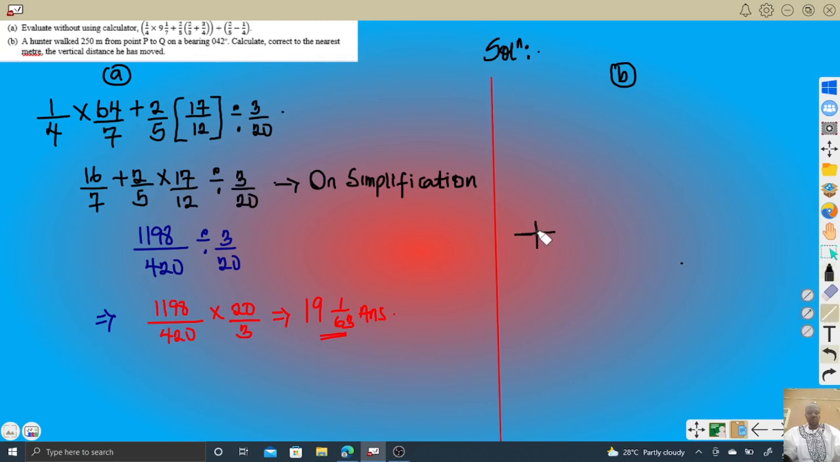Then 42 degrees, I can just bring out a line. Diagram not done to scale, but we are trying to make sure you understand everything. You know the cardinal points: north, south, west, and east. It may not be important, but the question does not require that. So this was 042. That is an example of a whole circle bearing.